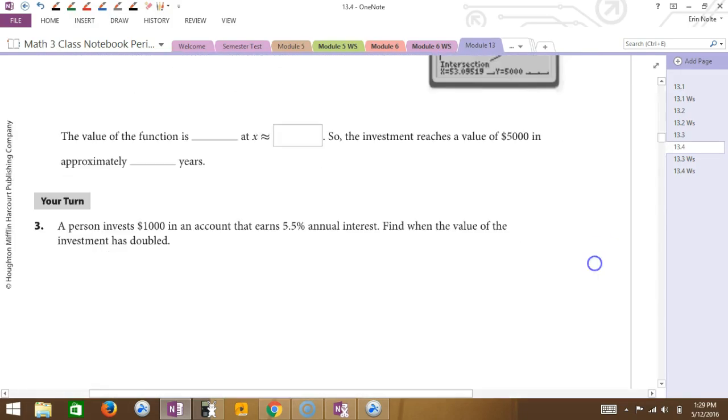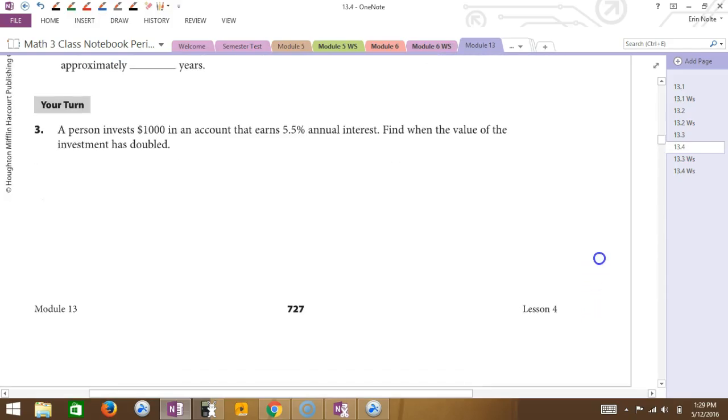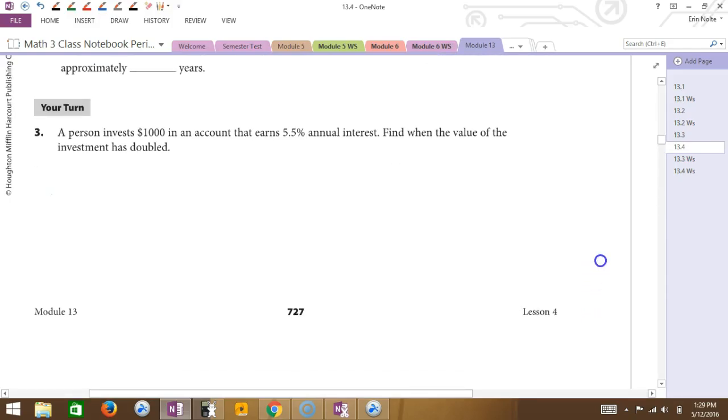All right, how do you guys feel about this? Do I need to do another one of these problems? Sure. Okay, so this will be the last one, and then you guys can get a little break. So a person invests $1,000 at 5.5%. That's better. How long is it going to take for it to double?